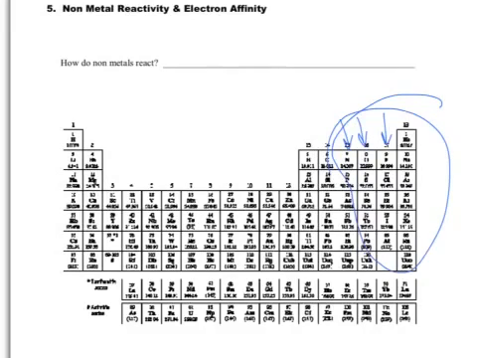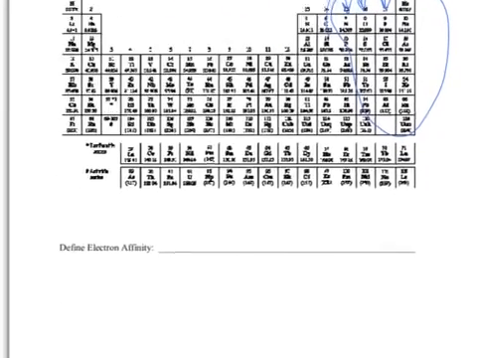So nonmetals typically react by gaining electrons. They are the opposite of metals. So again, nonmetals react by gaining electrons.